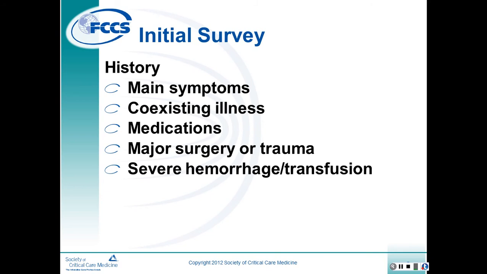Coexisting illnesses, such as, has she had any other pertinent medical history? Is she a heart failure patient? She had 3 CABGs, and so forth. Any recent medications? Now, you don't need the 25 medicines that she's been on at home.